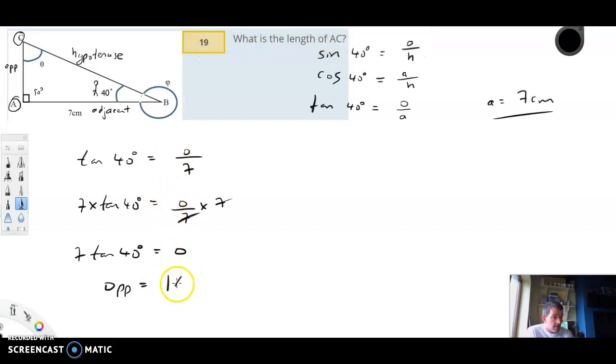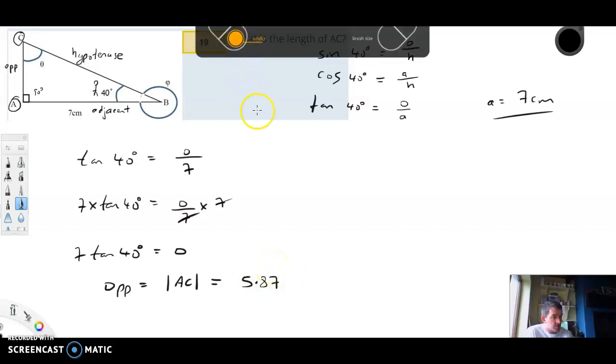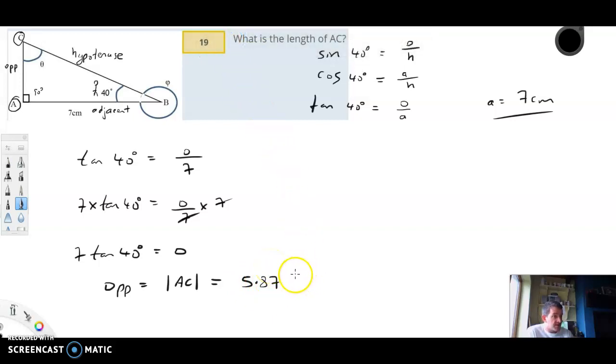So our opposite, which is the same as the length AC, those vertical bars mean the length between the points A and C, turns out to be 5.873 on my calculator here. Now say we're rounding to 2 decimal places, so we'll leave it at 5.87 and our units are centimeters.